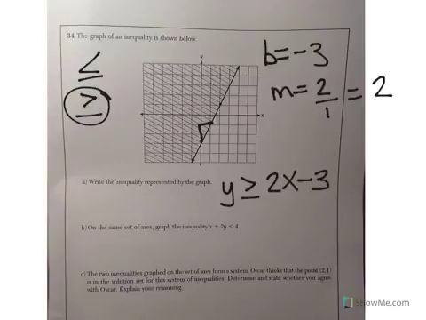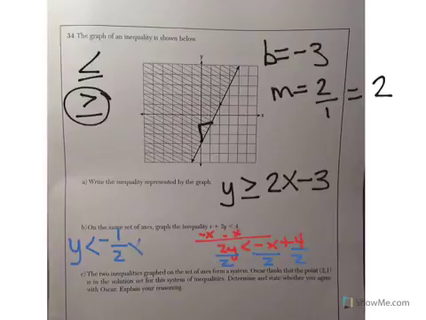Part B says on the same set of axes, graph the inequality x plus 2y is less than 4. So I can't graph this quite yet until y is alone. So I'm going to subtract x from both sides, and I'm left with 2y is less than -x plus 4. And then I'm going to divide every term by 2 to get y alone. And I'll end up with y is less than -1/2 x plus 2.